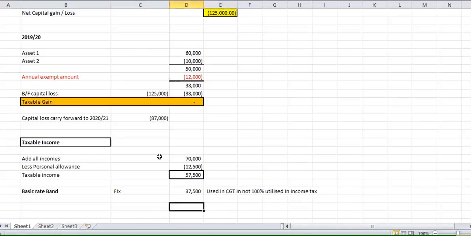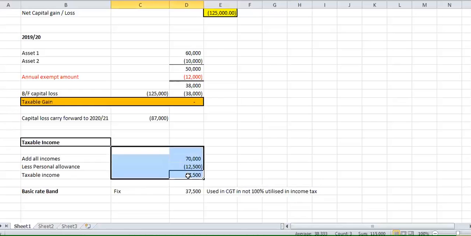You can see what is the income, £57,500. It means we have to apply tax rates on income of £57,500. Our taxable income in the current year, you can see over here, is £57,500. So it means we have to apply the tax rate on £57,500.